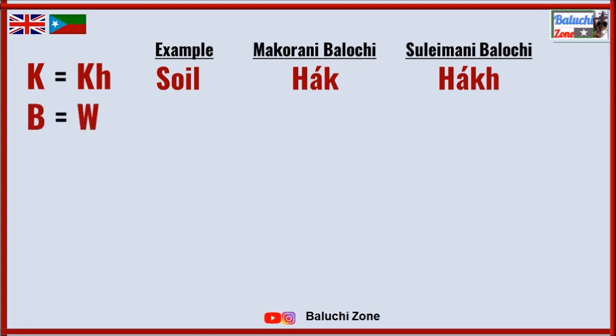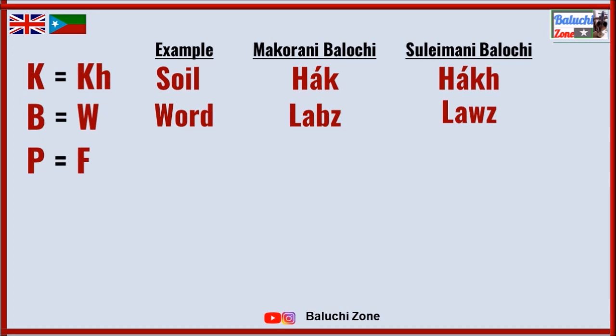The letter B is pronounced as W. For example, the word is labz in Balochi. However, in the Suleimani dialect, it is pronounced as lavz. The letter P is pronounced as F. For example, water in Balochi is ap, but in the Suleimani dialect, they would pronounce that as af.